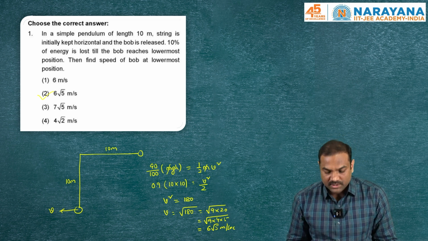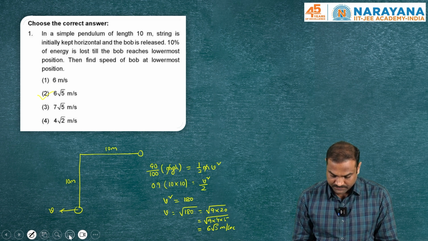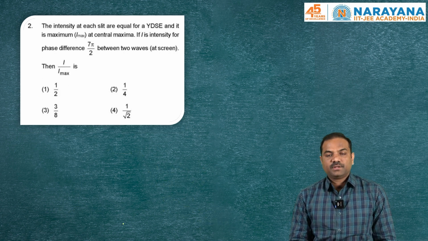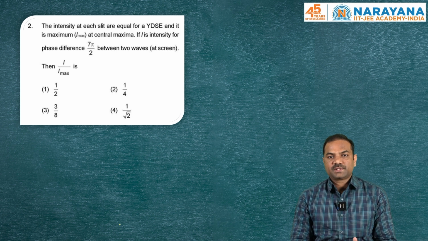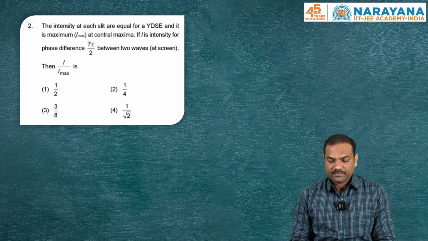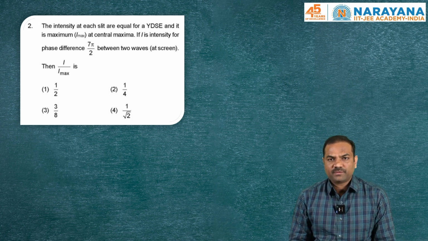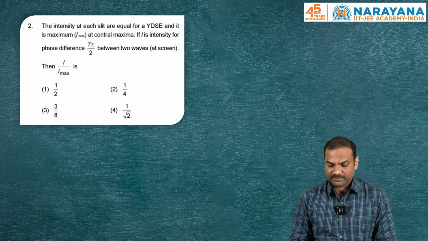So next we'll go to the next question. It is related to YDSE, Young's double slit experiment. It's a very straightforward question related to the intensity formula. They're asking the intensity at some point where the phase difference is 7 pi by 2. So no diagram is required.